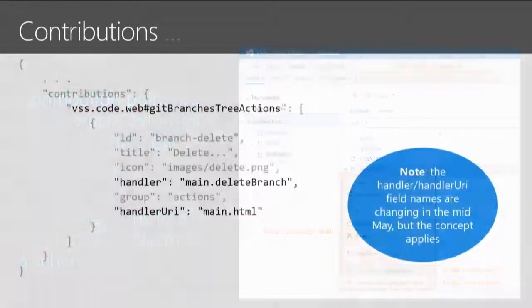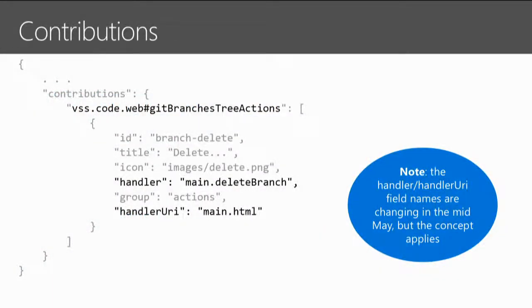And then, let's see if I have an example. Yeah, good. So in this example of that branch delete action, if we look at our manifest, we actually see there's a contribution section in there. And it says, basically, here's the contribution point. It's called vsscode.web #get branches tree actions. So that's basically the contribution point that we've defined. And here's kind of what that contribution point expects.